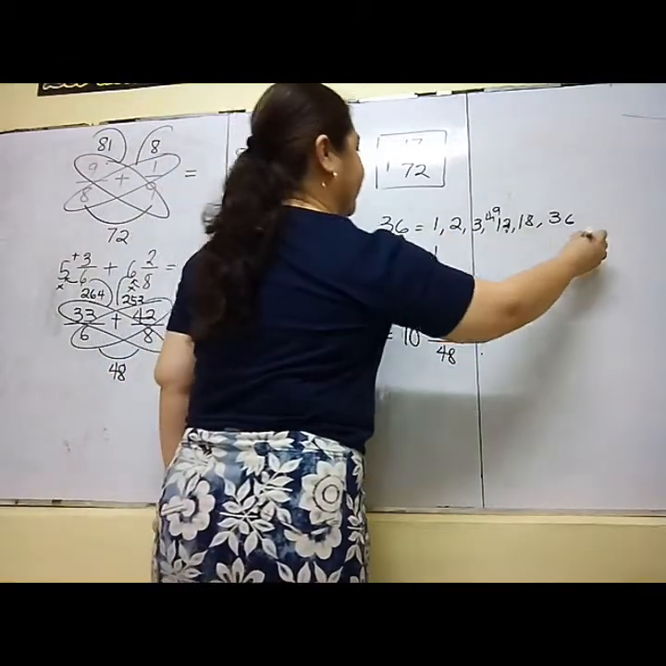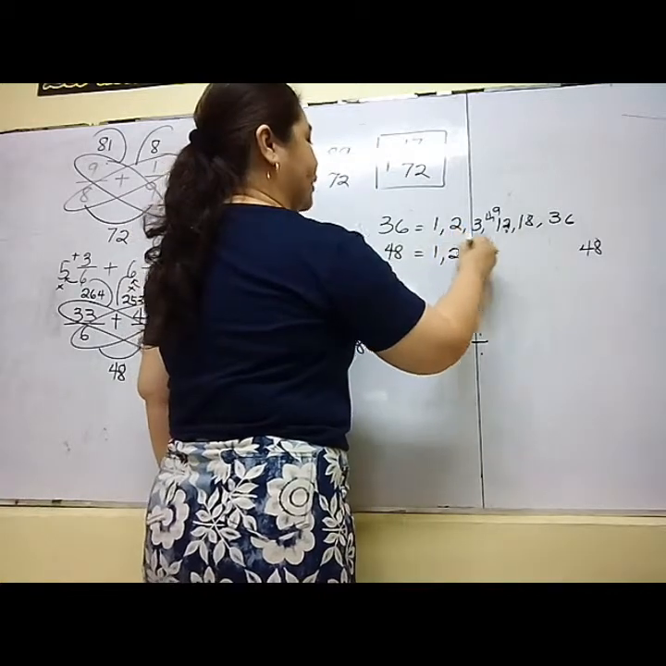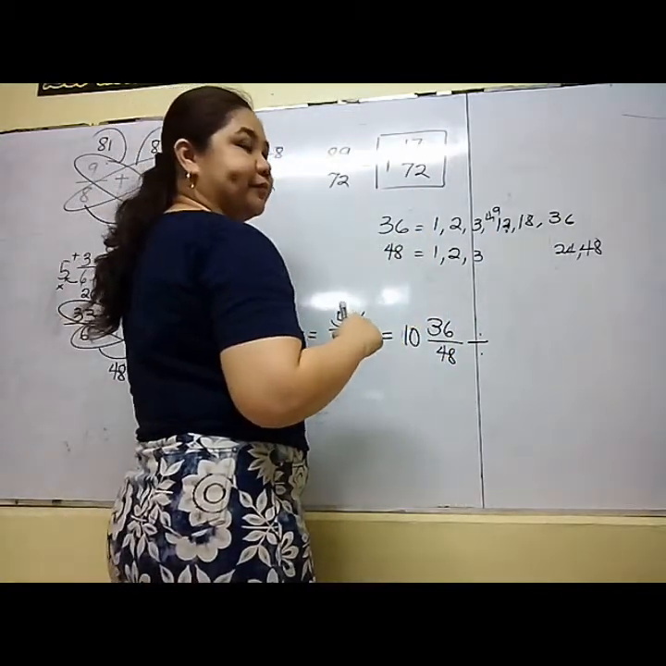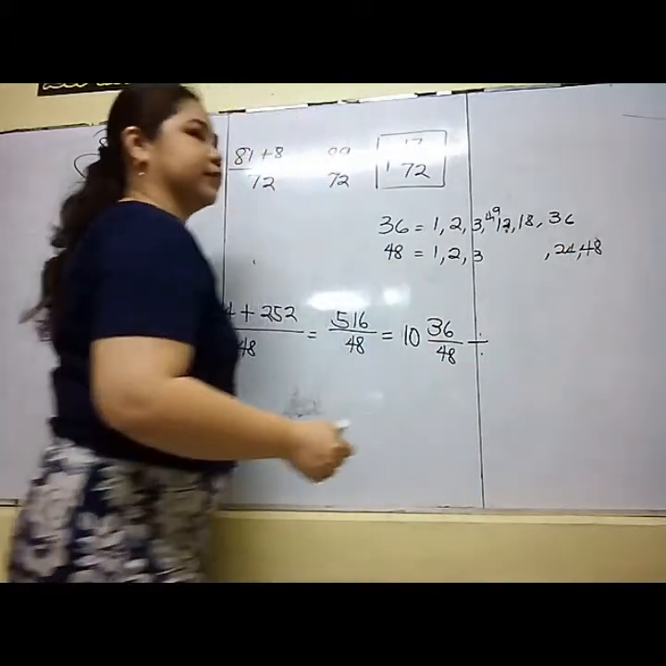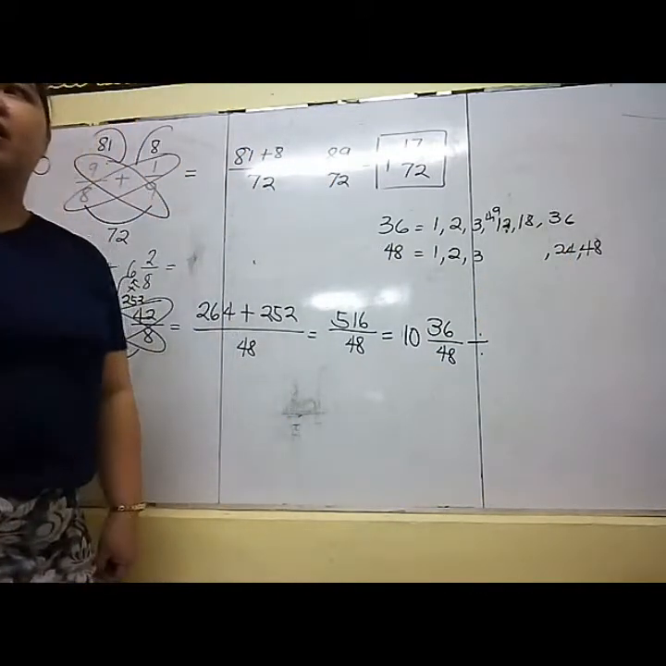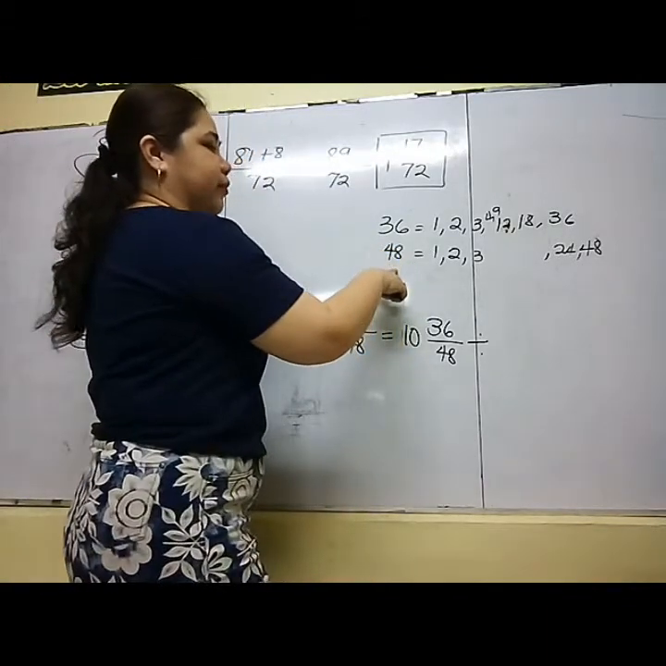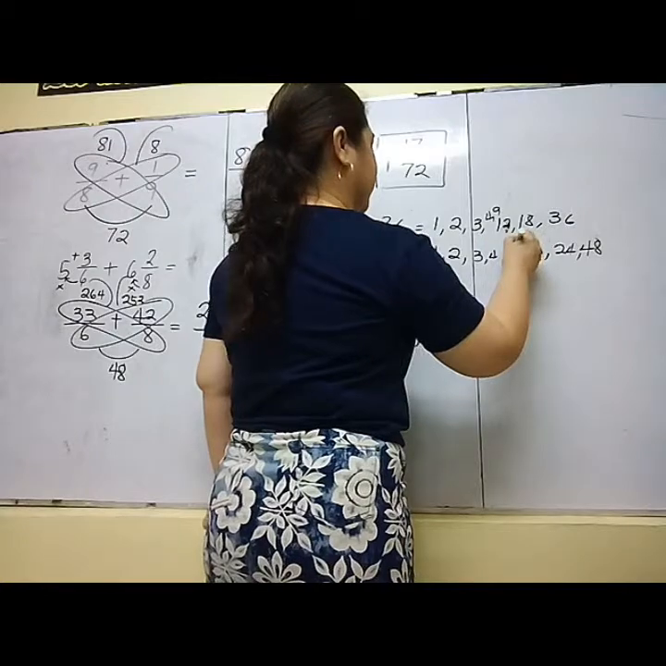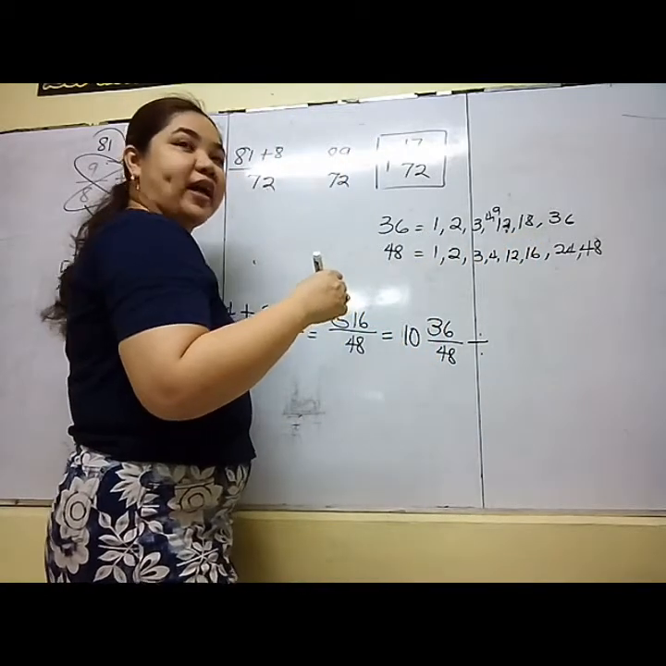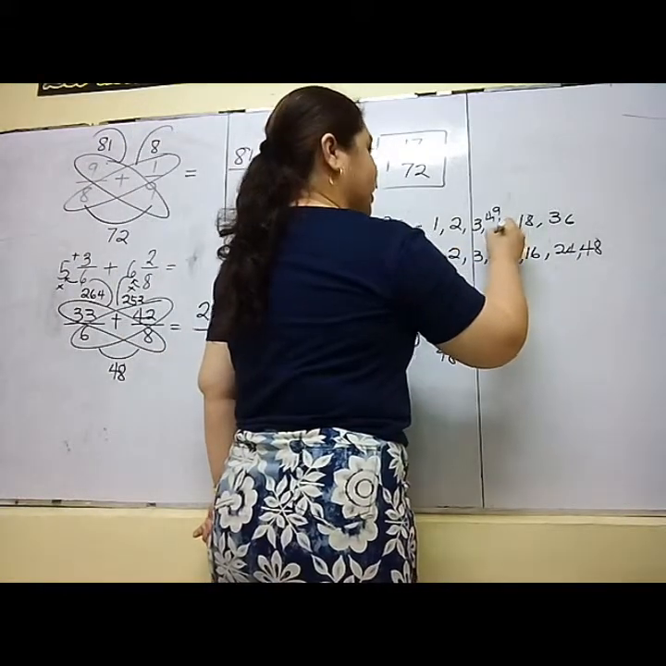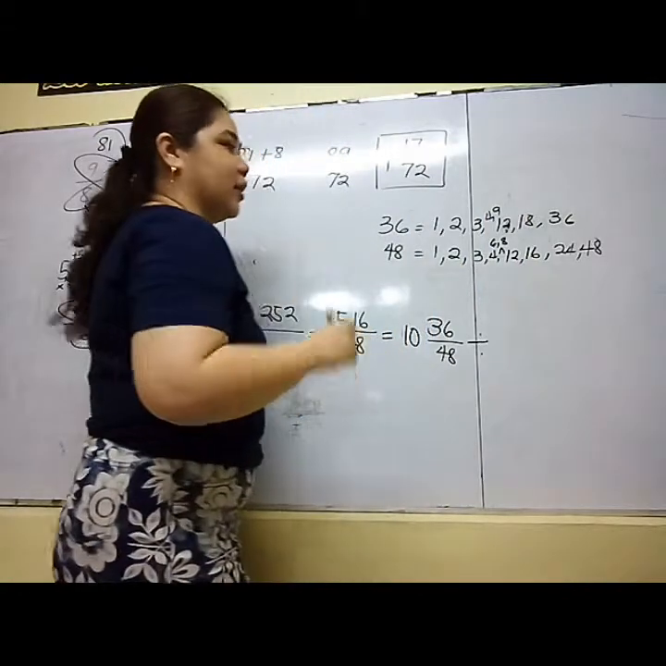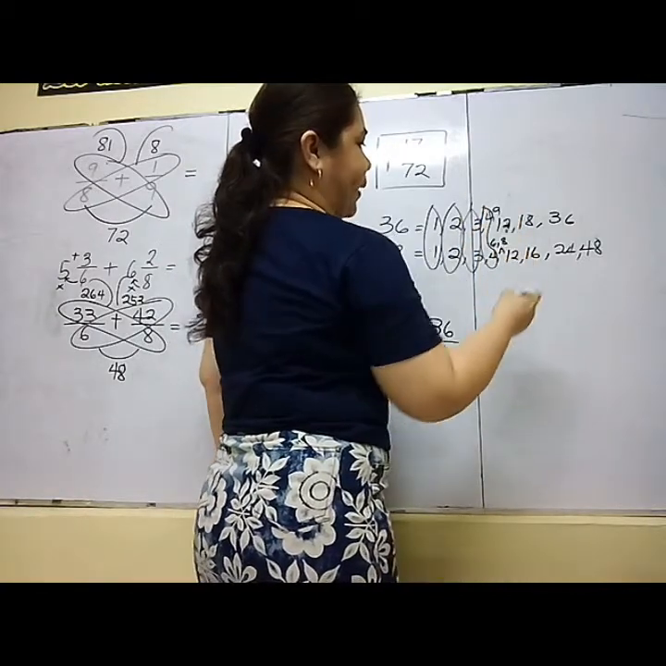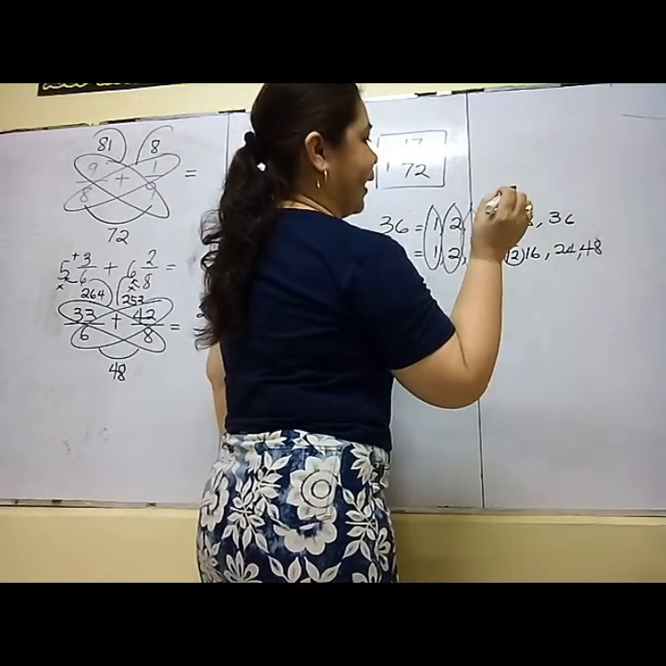Next, so 48. 1 and 48. 2 and 24. 3 and 16. 48 divided by 3 is 16. Next, 4 and 12. Sa 5? Hindi pwede. Sa 6? 6 and 8. Okay, so tingnan natin. Meron ba silang pareho? Yes. Ang dami. 4, 12. Meron pa ba? Wala na.